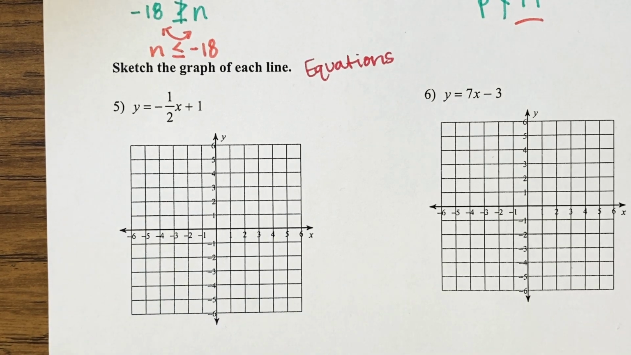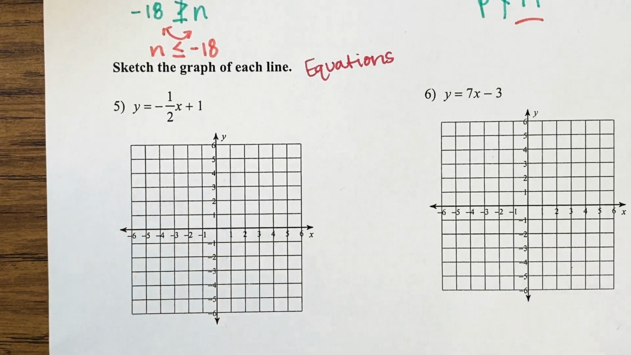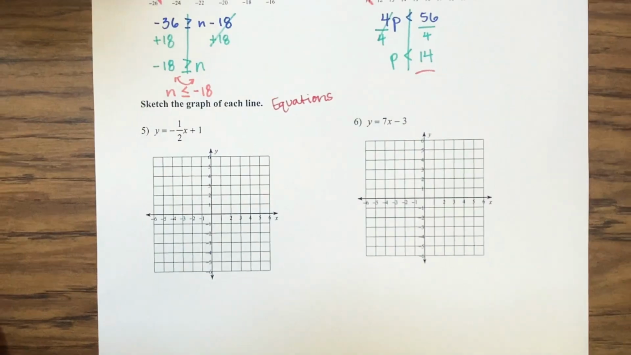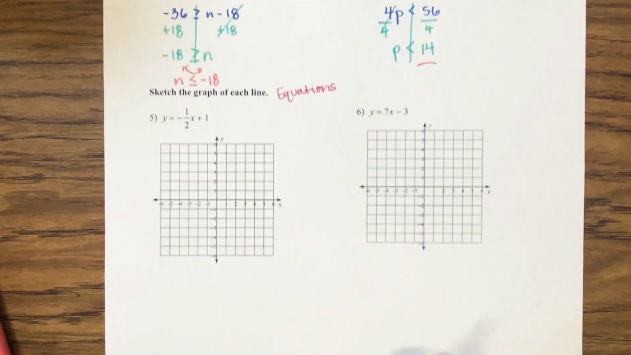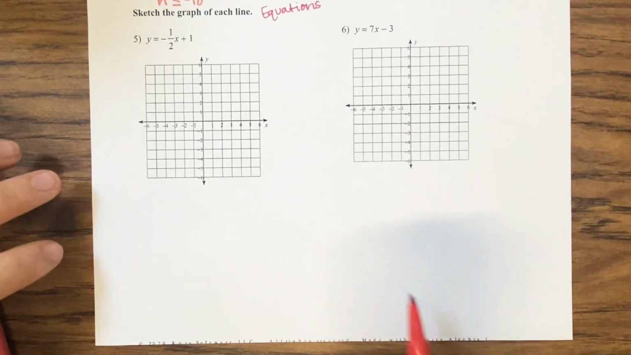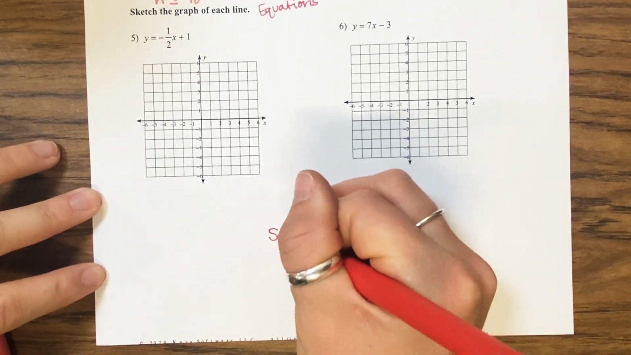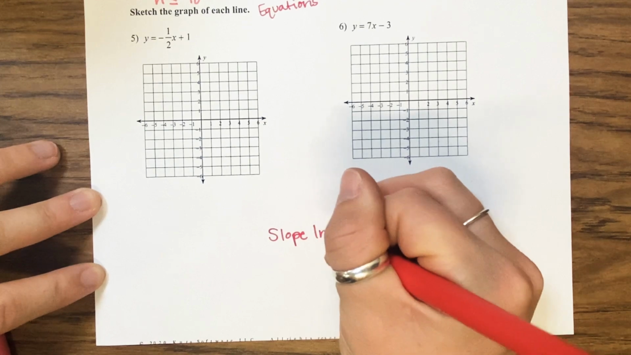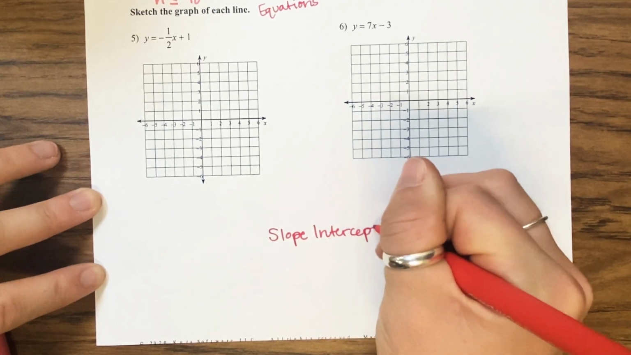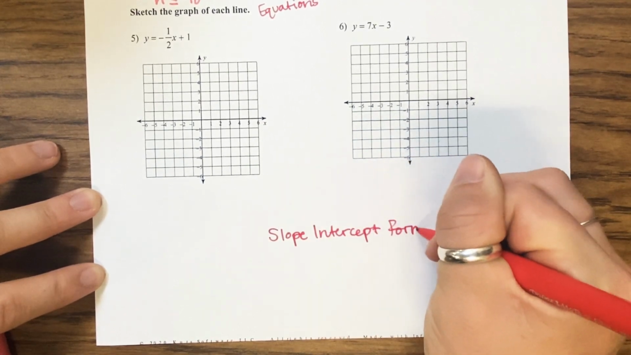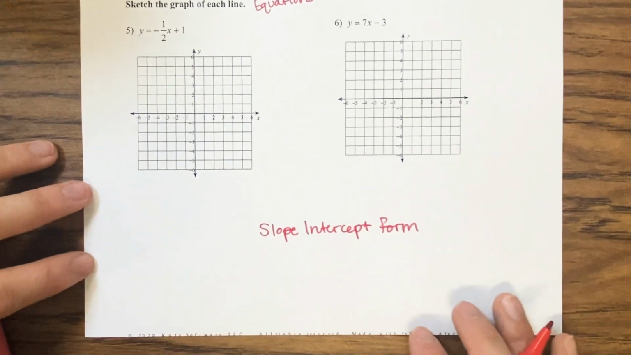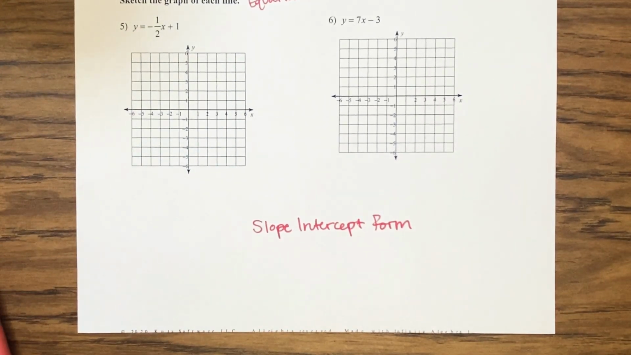Okay. There are a few notes that I want us to write at the bottom of our paper. This is really going to help us graph these equations. Both of these equations are written in what's called slope-intercept form. And yes, you need to write this down. Slope-intercept form. This is probably my favorite form, probably one of the easiest to graph.